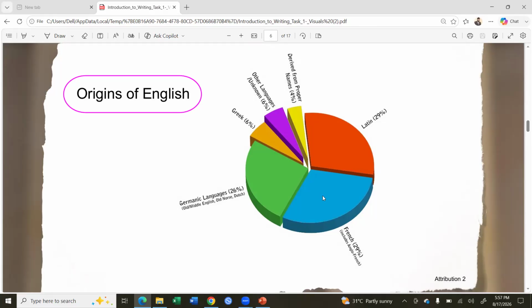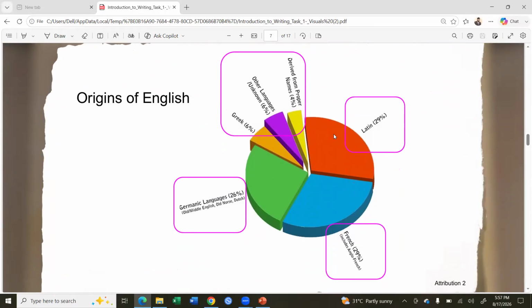So as you can see, French language and Latin language, they are contributing the most. Both of them, they are contributing around 29% each, right? Germanic languages, they are contributing 26%. But then the rest of these, these three names which are mentioned here, Greek, other languages, and derived from proper names, they collectively are contributing around 16%. Is it clear?